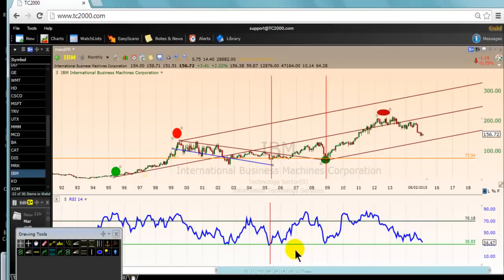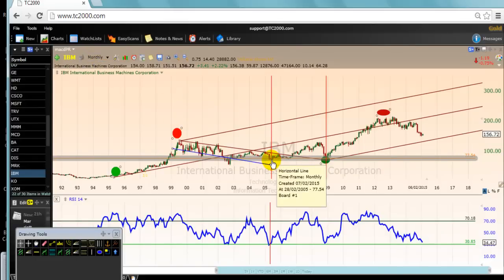I do not enter the trade on a set time frame. I use what we call a multiple time frame trading method. So when I see the setup like this on the monthly chart, I will use another time frame for my signal, and I will use another time frame for my entry.